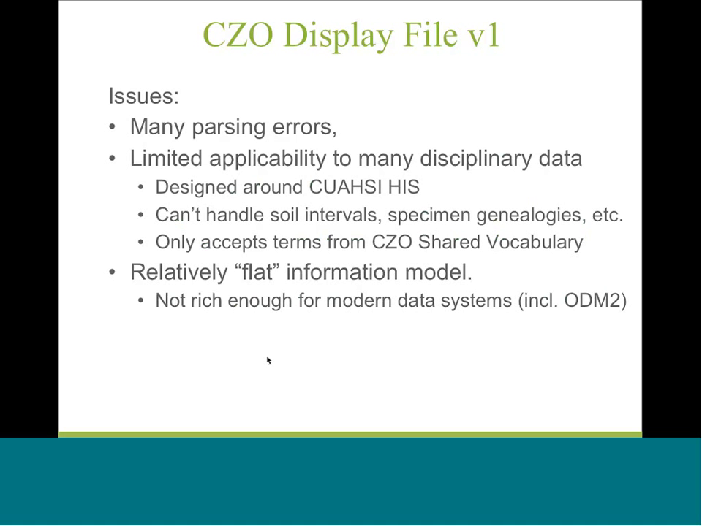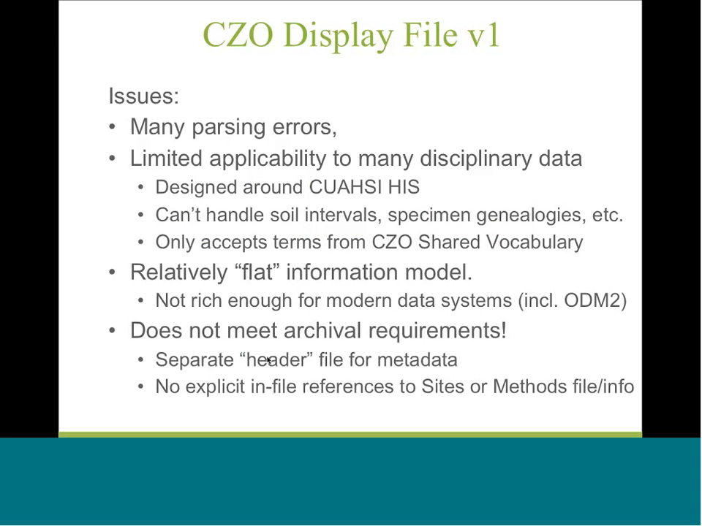I already talked about the drawbacks of having a flat information model. So basically the data transfer wasn't rich enough in its metadata to go into a proper database. And then lastly, the display file did not meet modern archival requirements. The headers with the metadata were often in separate files, and there was no explicit in-file references to required information to interpret the file about the sites or the methods, right? Modern data exchange formats use this linked data approach, where if the information isn't explicitly in the file, then it links to a permanent URL where that information is stored.